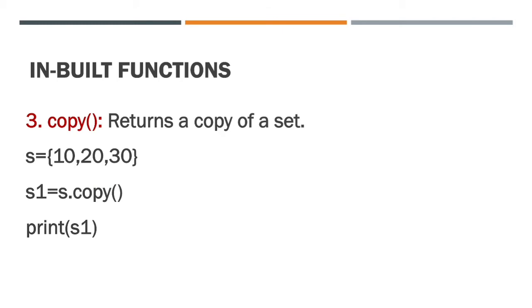The third function over here is the simplest function that we have seen in our list and also in our tuples, which is the copy function. What it does is simply return a copy of our set. So here I have a set which has 3 values, and I have created a new set and just copied the value of S into S1 and am just printing the value of S1. And we can also verify it using the ID function, and also by changing the values.